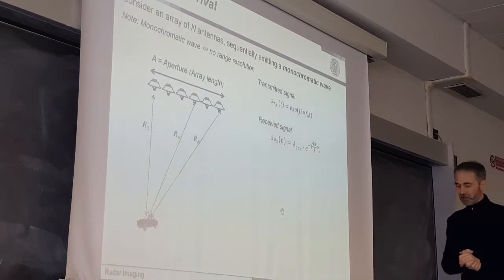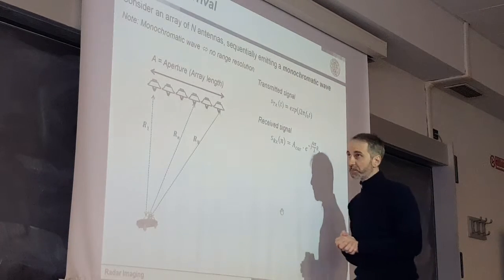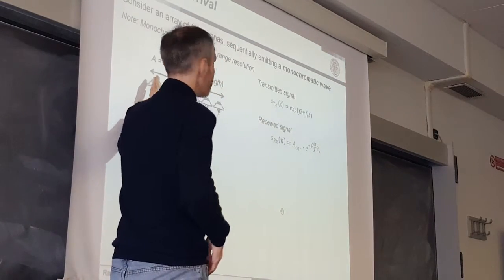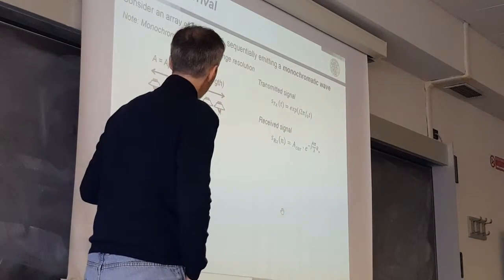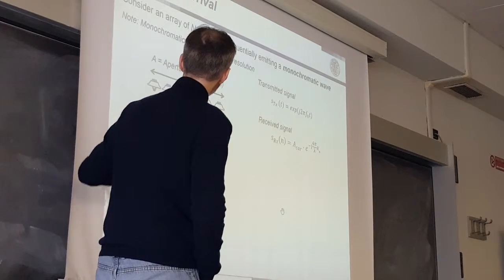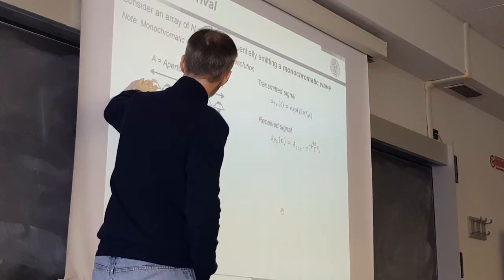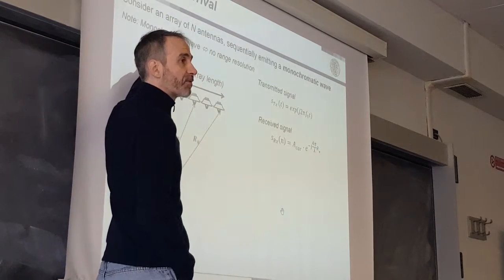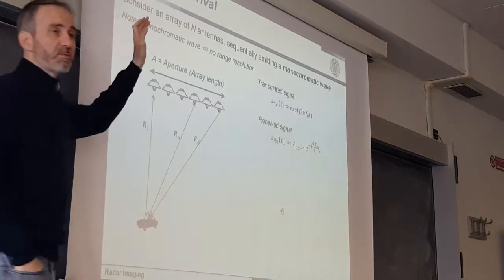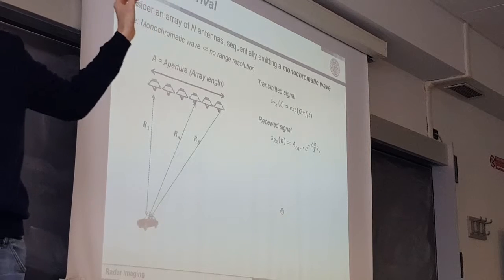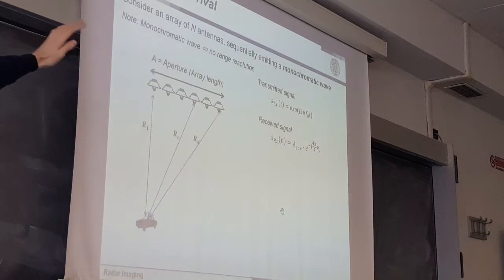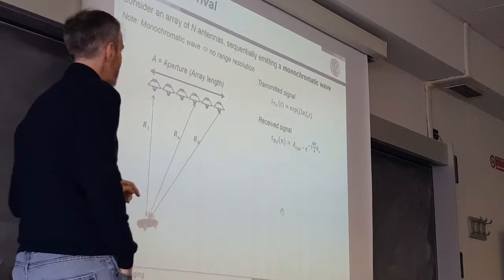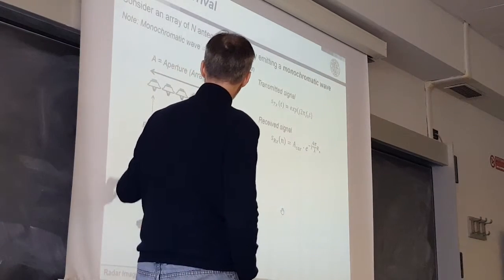So basically, you have an array of many antennas, and imagine that for each antenna you transmit and receive a monochromatic wave. So monochromatic means no bandwidth. So we have no range resolution at all here. We are just emitting a single tone.